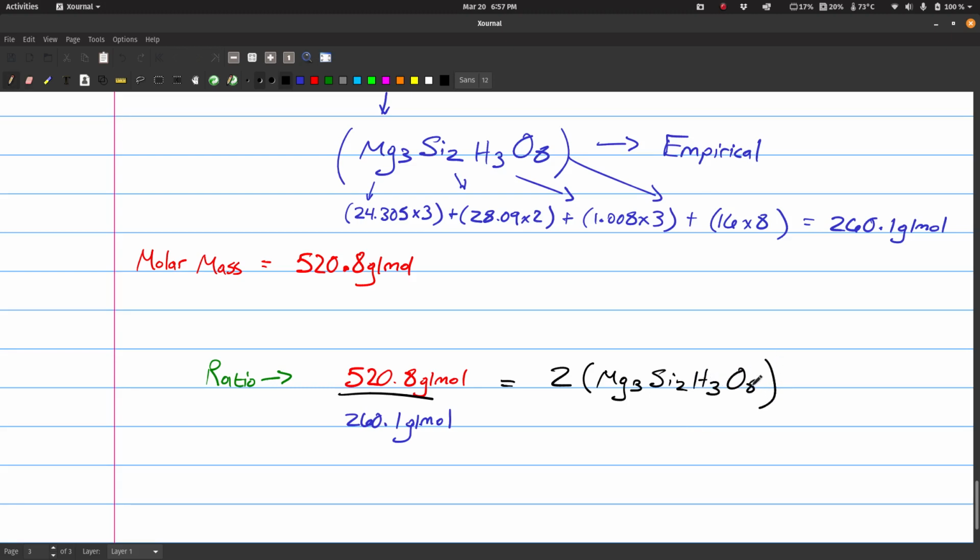Alright, it's a horrible 8. Alright, so we're going to distribute everything. So our final answer is going to be Mg6Si4H6O16. And this would be your final answer right here.